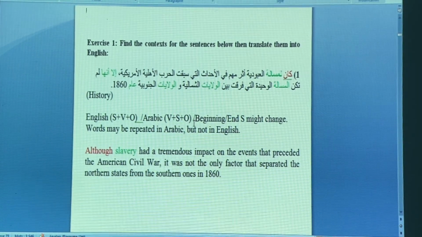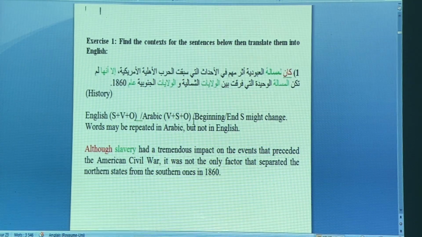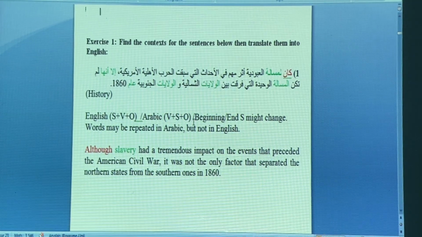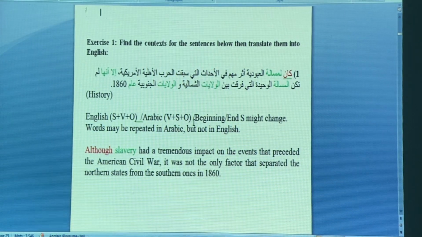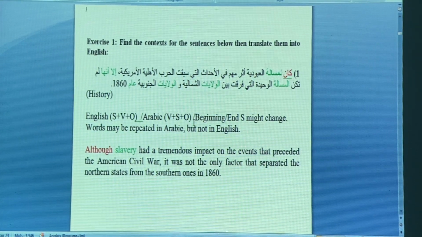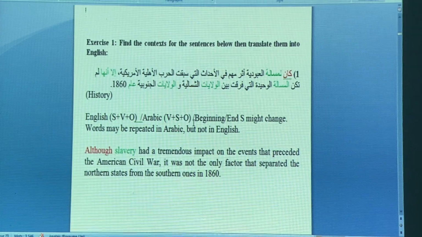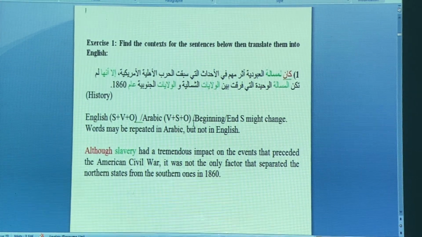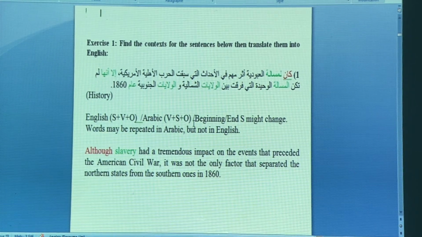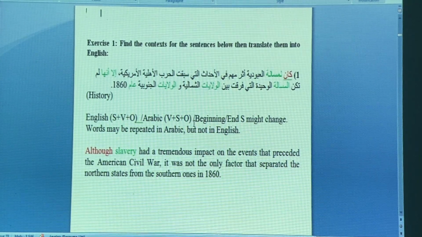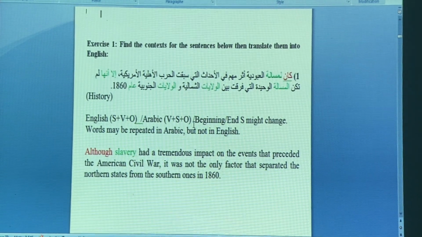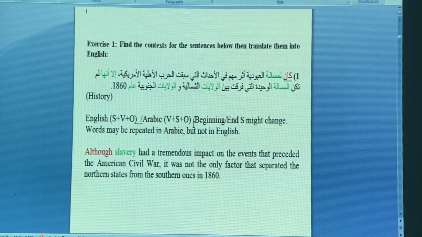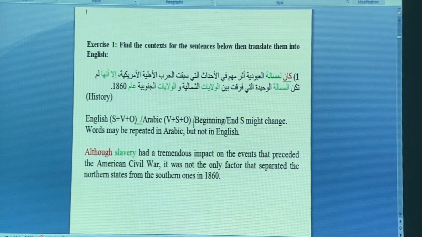Also, you will notice here that we have مسألة العبودية. And then you have المسألة repeated again. الولايات الشمالية, الولايات repeated again. And one characteristic of Arabic, when we use the year, we say عام 1860. However, in English, we don't need to say in the year 1860. You don't need to say that in English.